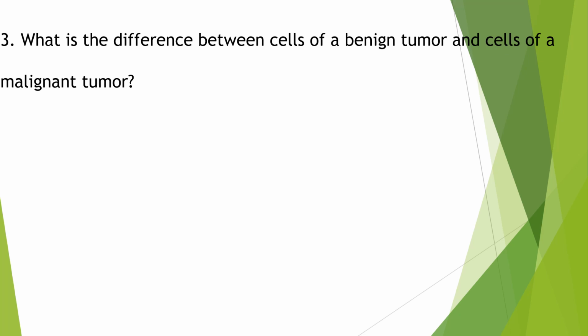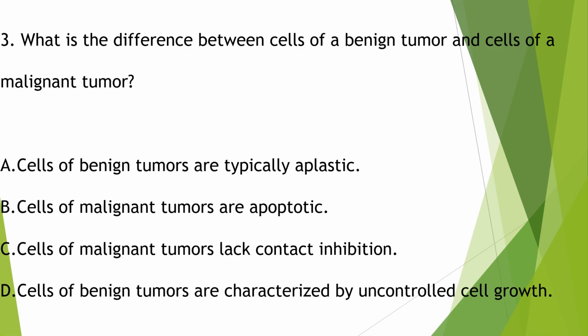Next question. What is the difference between the cells of a benign tumor and cells of a malignant tumor? Options: Cells of benign tumors are typically aplastic. Cells of malignant tumors are apoptotic. Cells of malignant tumors lack contact inhibition. Cells of benign tumors are characterized by uncontrolled cell growth.